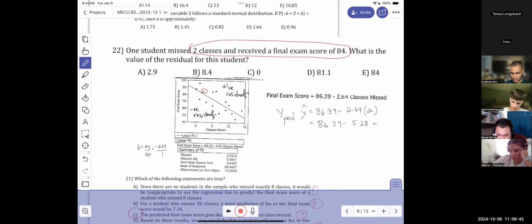$81.0. What did I do wrong? Did I do something wrong? 2.64 times 2 plus 86.39. Why do we have different answers? Christina has the right answer there. Carla, check your numbers. 81.11.